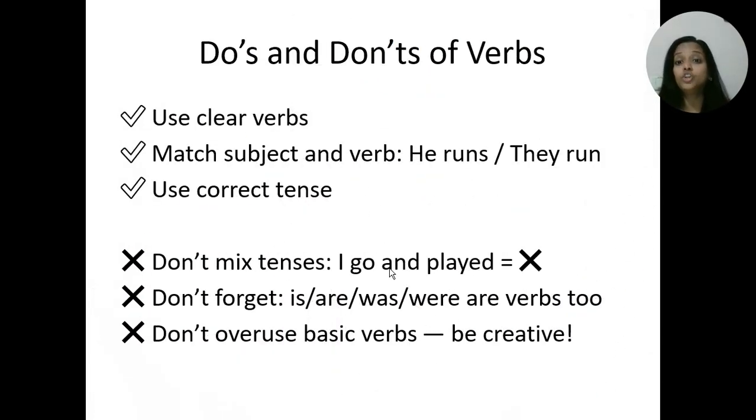All right, let's talk about some do's and don'ts with verbs. Do check subject-verb agreement. Example, he runs, they run. The subject and the verb should agree with each other. If the subject is singular, the verb should also be singular. If the subject is plural, the verb should be plural. Got it? And try to pay attention to tense, whether it's past, present, or future. And do not mix tenses. I go and played football.